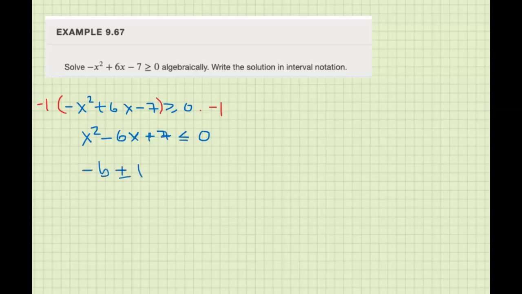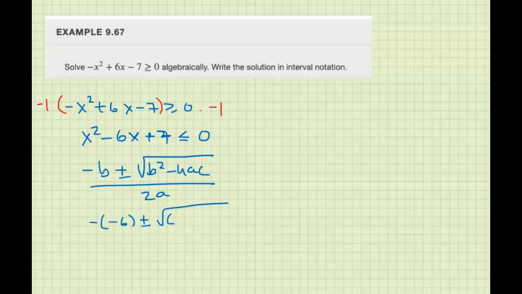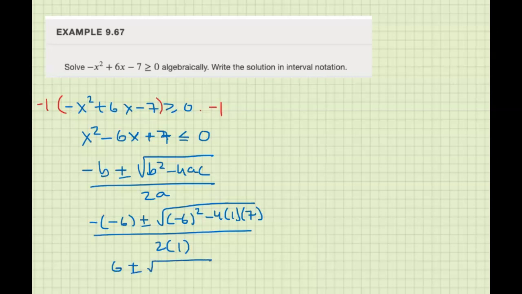Negative b plus or minus the square root of b squared minus 4ac, over 2a. So we have negative of -6 plus or minus the square root of -6 squared minus 4 times 1 times 7, divided by 2 times 1. All right, so this is going to be 6 plus or minus the square root of 36 minus 28, divided by 2.